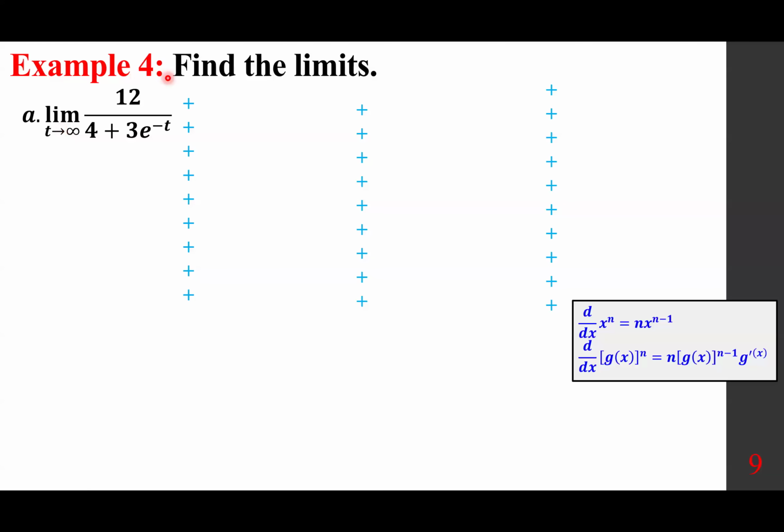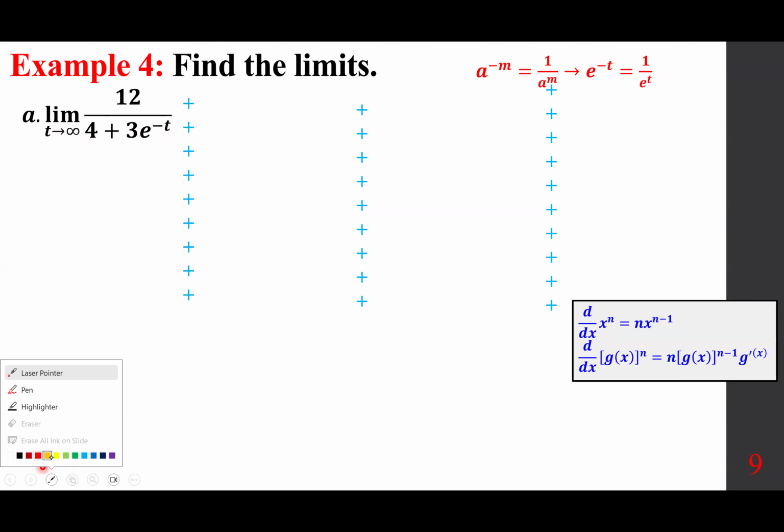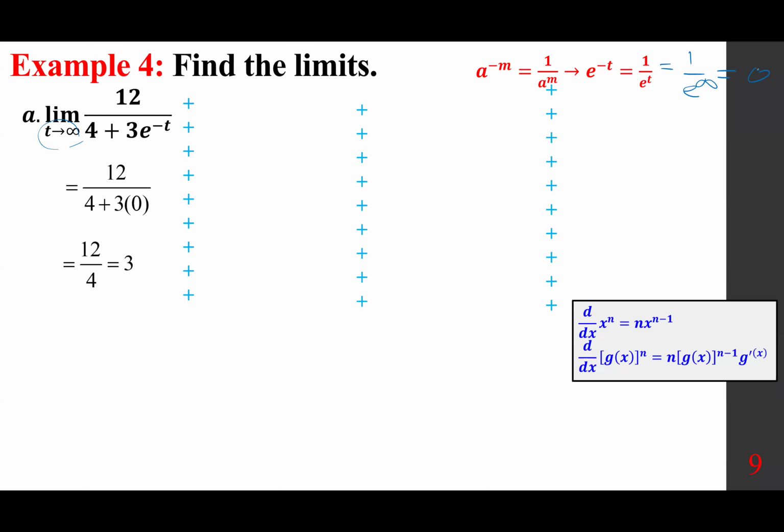The limit of 12 over 4 plus 3 e to the power minus t as t approaches infinity, and all you have to do is plug in infinity. And notice, a to the power of minus m is 1 over a to the power of m. So e to the power minus t is 1 over e to the power of t. And because t is approaching infinity, it's 1 over e to the power of infinity, or 1 over infinity, which is 0. So 12 over 4 equals 3 is the final answer, everybody.